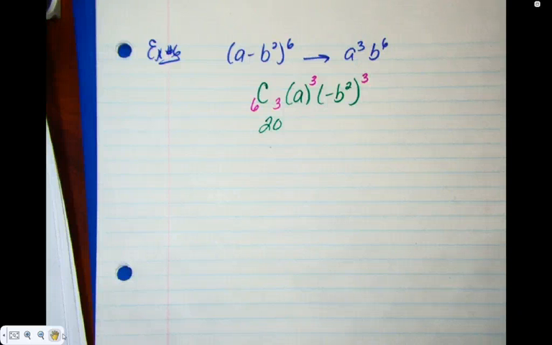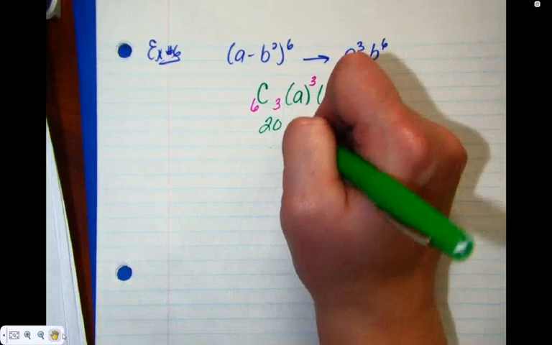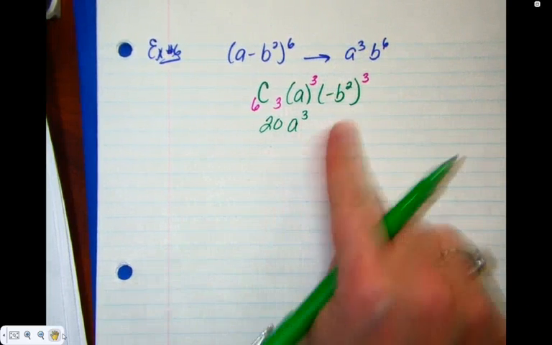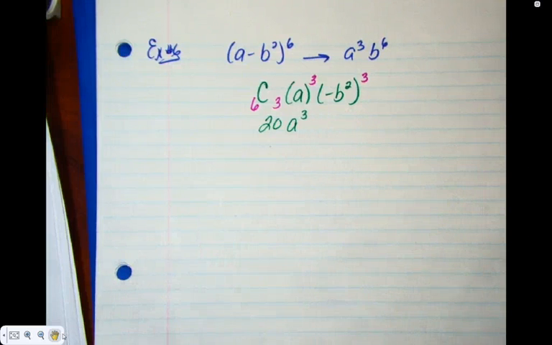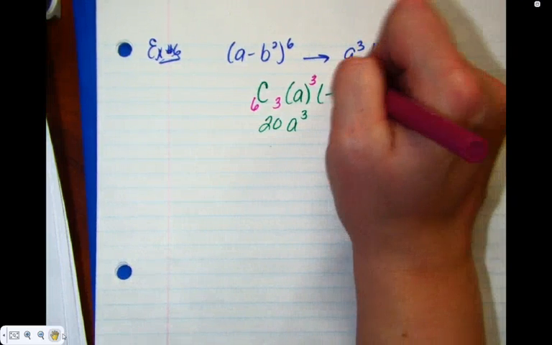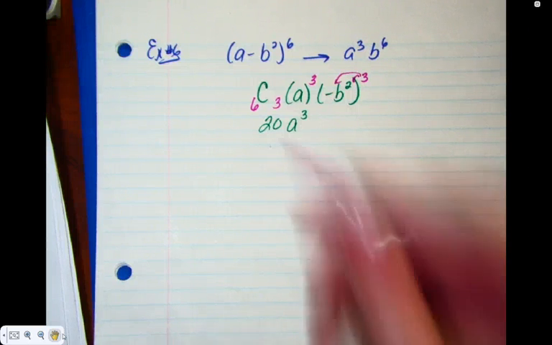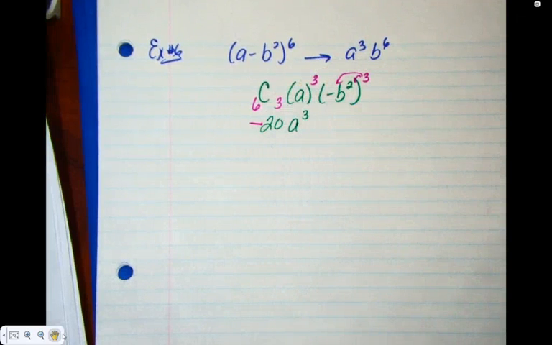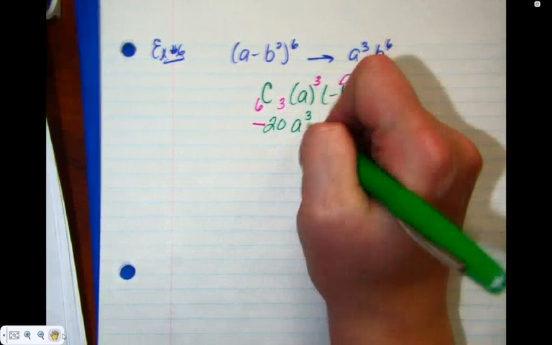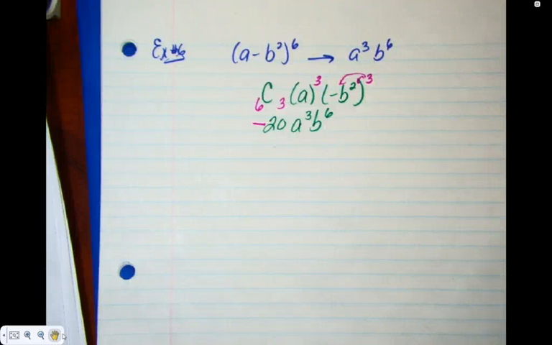Looking for confirmation. A to the 3 is going to be a to the 3. Now we just need to be careful here with this exponent. It's got to apply to the negative, and it's got to apply to the b. So negative 1 cubed. So I'm going to throw a negative in front of the 20 there. That's where that negative ends up. And they end with a b to the 6.